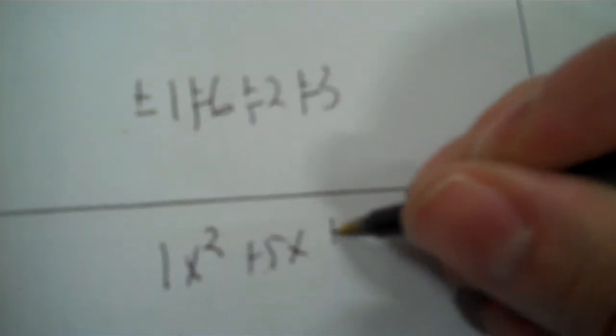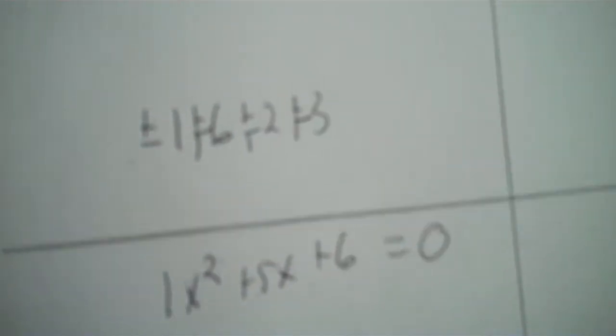So I've got 1, 4, 1, negative 6. So you pull down your 1. 1 times 1 is 1. 4 plus 1 is 5. 5 times 1 is 5. 1 plus 5 is 6. 6 times 1 is 6. And you got your remainder of 0. So it was 1x cubed, now it's 1x squared plus 5x plus 6 equals 0.